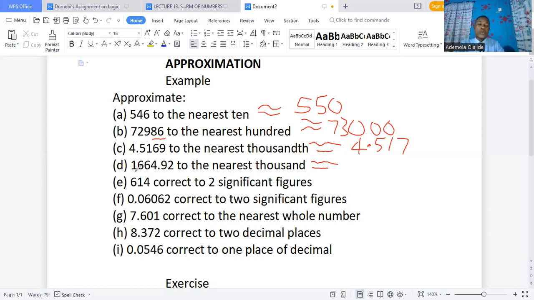So what do we do now? We check the next digit. Since it is up to 5, then turn it into 1 and add it to this. So you add it to that one, it will be 2. In place of every other digit, it will be 0, 0, 0, then the 2 digits after the decimal, 0, 0. But I told us that 0 after the decimal, we don't reckon with it. So it will simply be 2,000 to the nearest thousand.